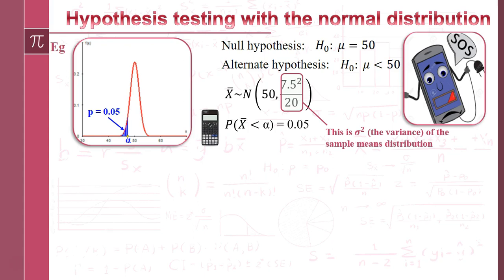So what that means is when you enter that into the calculator, you've got to enter your value as sigma being the square root of that value there. So we've got 7.5 squared over 20 all square rooted. So you've got to make sure you're putting in the right value.